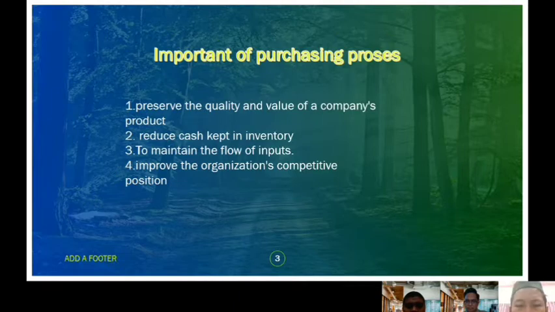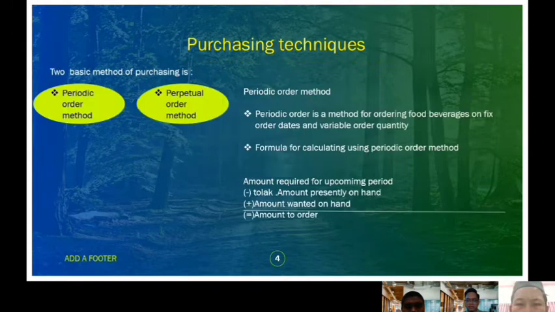Importance of the purchasing process. First, preserve the quality and value of a company's product. Two, reduce cash kept in inventory. Three, to maintain the flow of inputs. Four, improve the organization's competitive position. Purchase technique. Two basic methods of purchasing are the periodic order method and the perpetual order method.